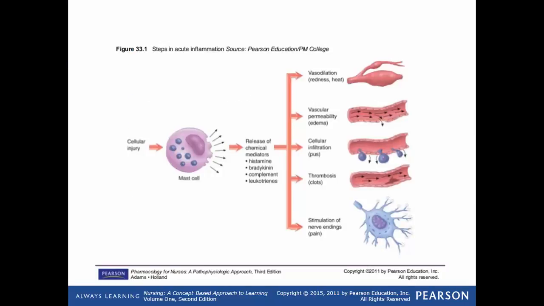All right, and so this is a nice little picture just describing the cellular injury, the release of the mast cells, and basically what happens. This picture is also in your book on page 635.